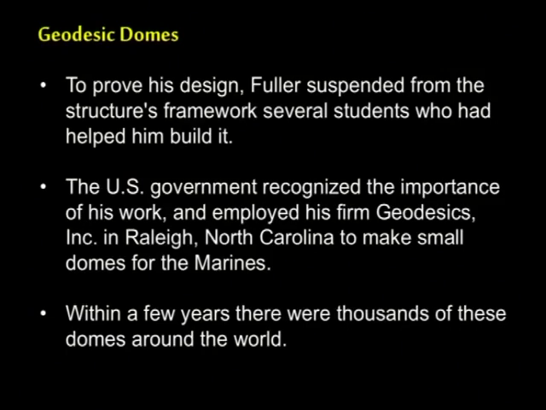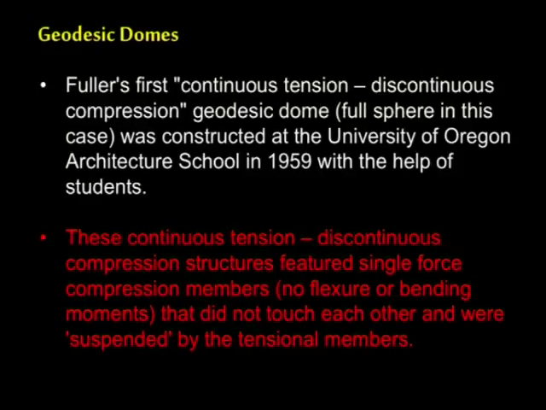The US government immediately recognized the importance of his work and employed him and his firm Geodesics Inc. in Raleigh, North Carolina to make several small domes for the Marines. Within a few years, there were thousands of these domes all around the world. Fuller's first continuous tension, discontinuous compression geodesic dome. It is called continuous tension and discontinuous compression because this dome is a particular type of structure where the tensional element is always there in the structure.